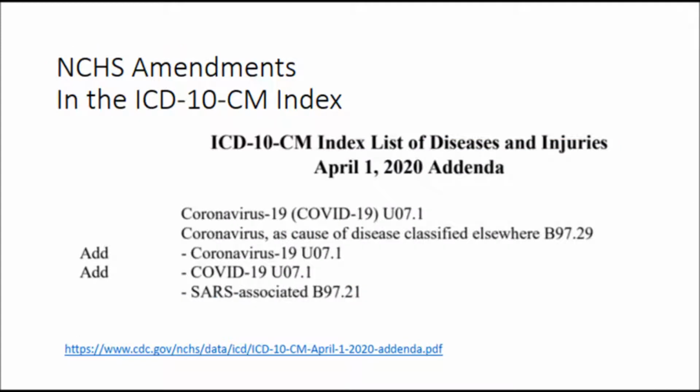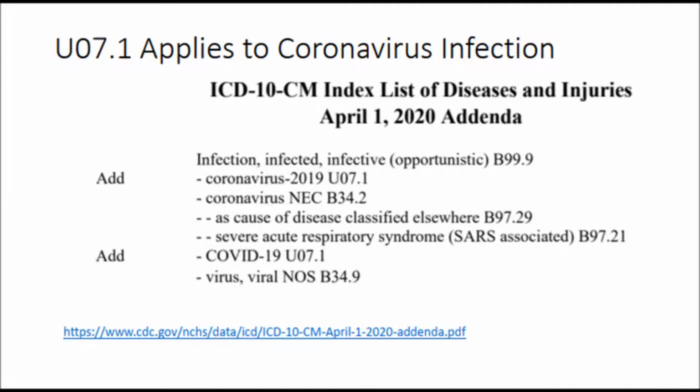CHS amendments to the ICD-10-CM index. ICD-10-CM Index List of Diseases and Injuries, April 1, 2020 Addenda. Coronavirus 19, COVID-19, U07.1. Coronavirus, as cause of disease classified elsewhere, B97.29. Add, Coronavirus 19, U07.1. Add, COVID-19, U07.1. SARS-associated, B97.21. U07.1 applies to coronavirus infection.